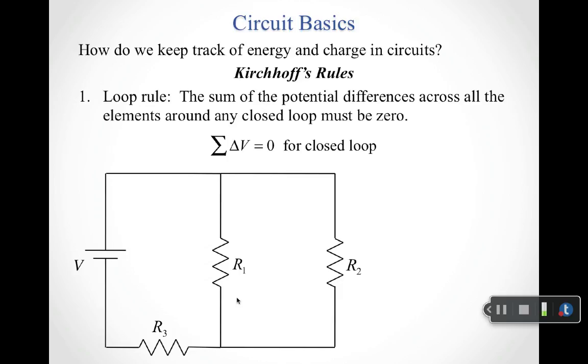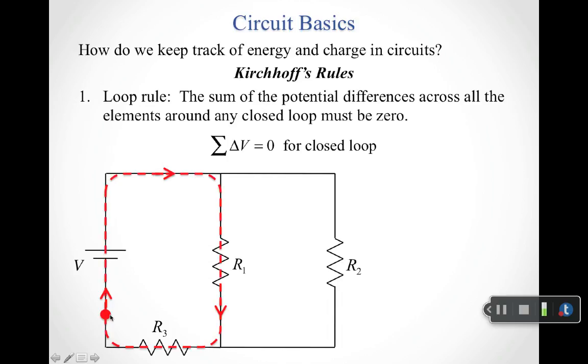All right. So we've said we need to keep track of energy, we need to keep track of charge. We're going to keep track of energy in terms of voltage, and we're going to keep track of charge in terms of current. How do we keep track of energy and charge? The answer to that is there's two rules known as Kirchhoff's rules. The first one is the loop rule. What the loop rule tells us is that the sum of the potential differences across all the elements around any closed loop must be zero. We'll write it this way mathematically, and it just says the sum of all the potential drops and increases as you go around some closed loop has got to be zero.